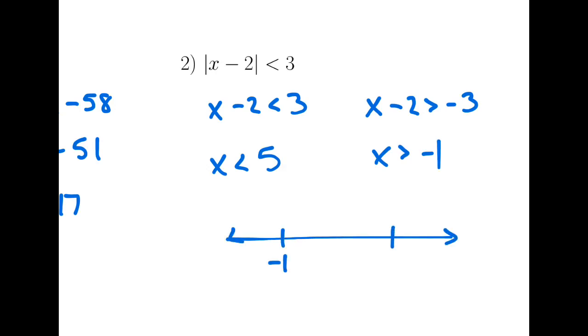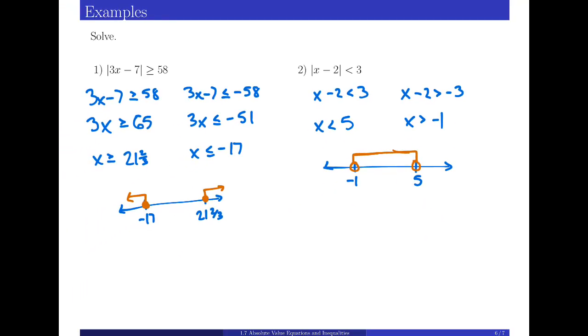So negative 1 and 5. We are less than the 5. We are greater than the negative 1. So we have a graph shading between those values. And so that's how we graph or solve absolute value equations and inequalities.